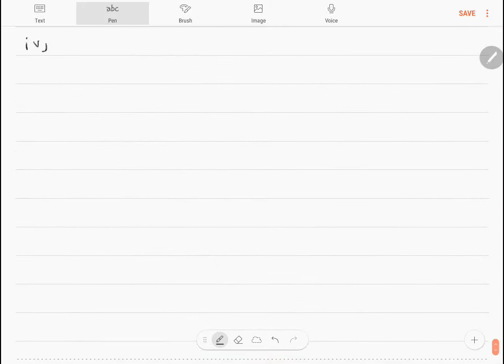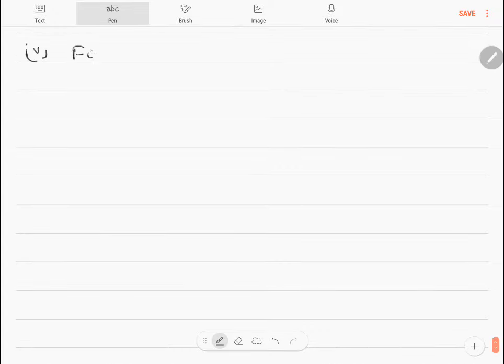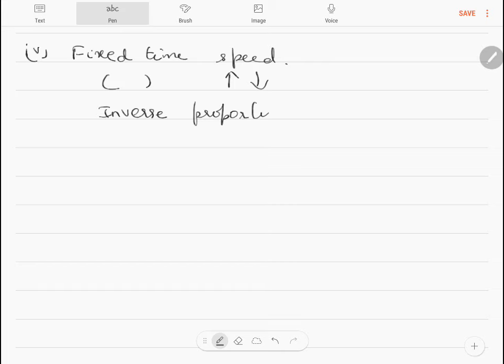Number 4. The time taken for a fixed journey and the speed of the vehicle. Here the distance is fixed, and the speed can either increase or decrease. So, this is in inverse proportion, because here the journey is fixed.